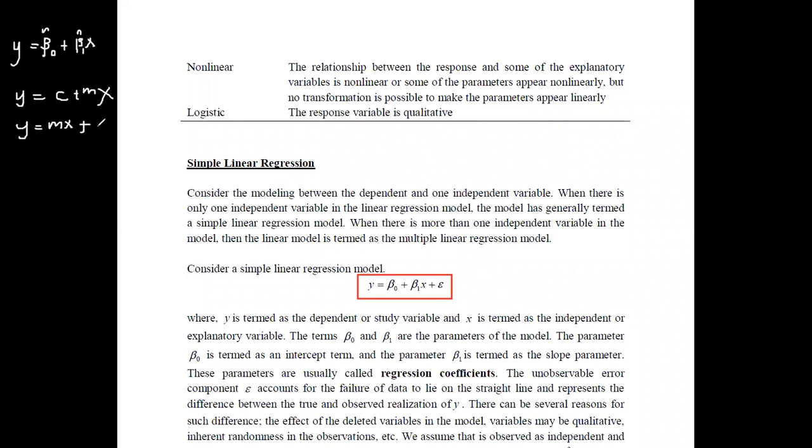Y equals mx plus c is the linear model that we can identify in mathematics. Therefore, in mathematics, we say c is the intercept and m is the slope parameter. That is why we say beta naught is the intercept parameter and beta 1 is the slope parameter.